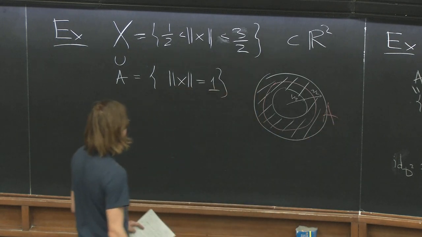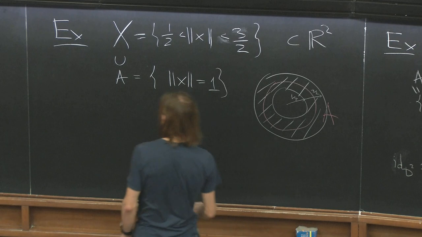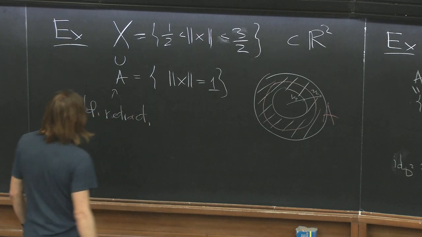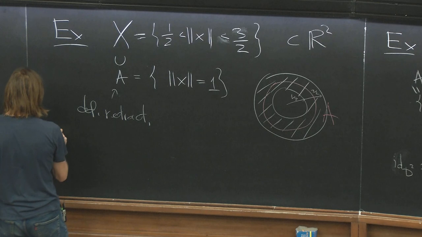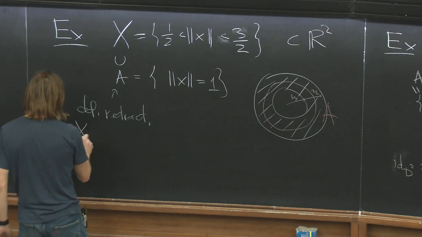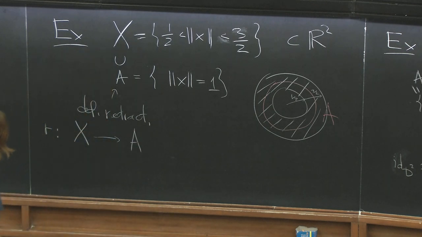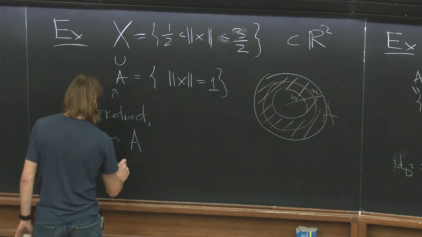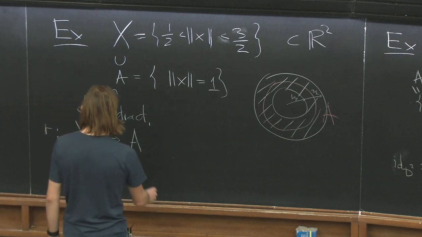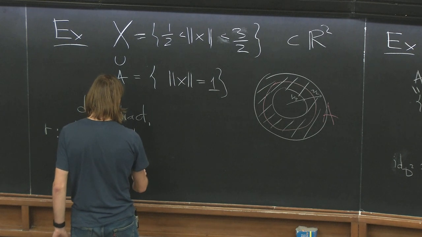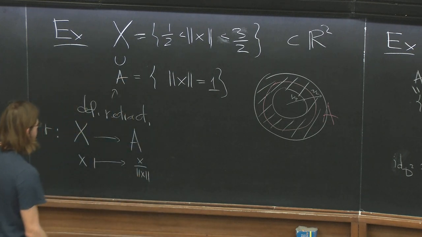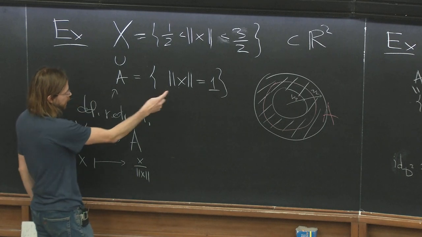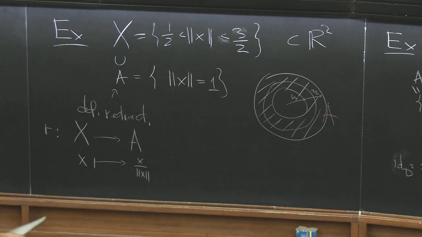A in red here. And again, the statement: this A is a deformation retract. So the retraction R, again, will be mapped from X to A. Let me take some arbitrary point X in an annulus, and let me send it to X divided by the norm of X. This is definitely an element of the unit circle, because it has norm one by construction.